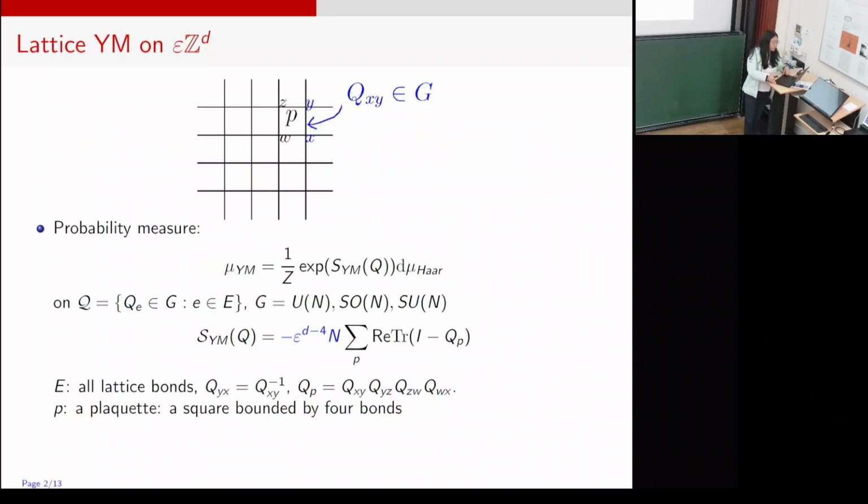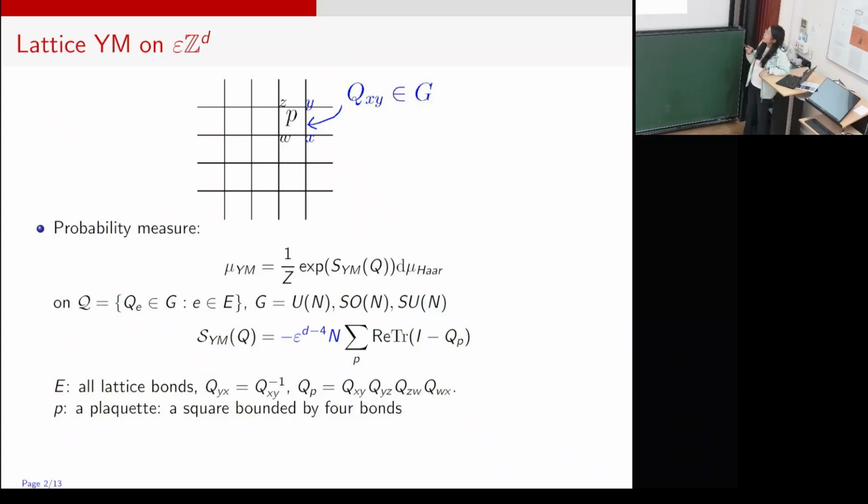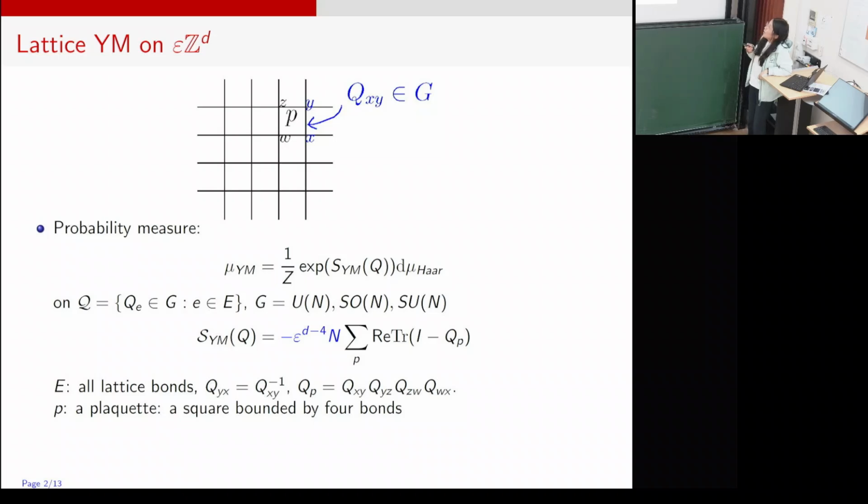So we start from this lattice Yang-Mills model on epsilon Z^d. Here we consider this is our lattice model.